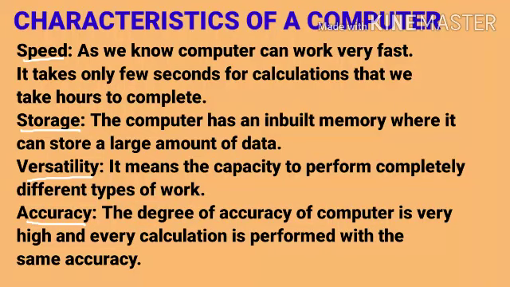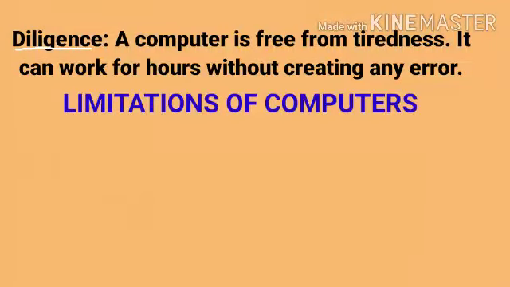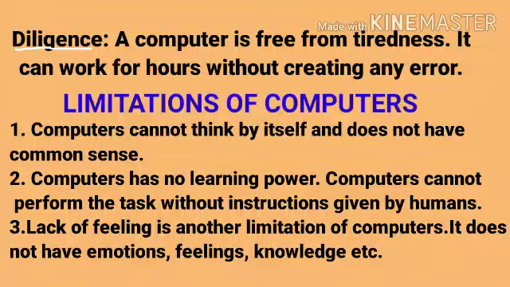Number 4, accuracy. The degree of accuracy of computer is very high and every calculation is performed with the same accuracy. Number 5, diligence. A computer is free from tiredness. It can work for hours without creating any errors or mistakes. Now, limitations of computers or disadvantages of computers.